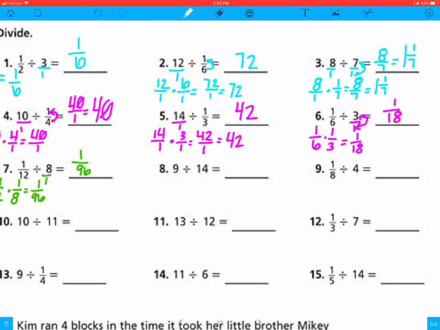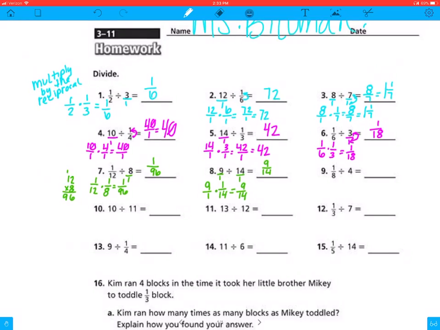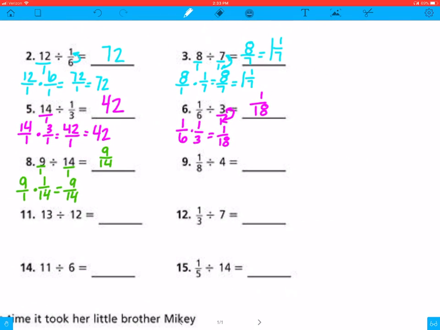9 divided by 14, so 9 over 1 multiplied by 1 over 14. I'm getting in the habit of using the reciprocal. I multiply straight across. I get 9 over 14, and I think, are there any numbers that go into both of them? Nope, there are not, so 9 over 14 is the most simplified that can go.